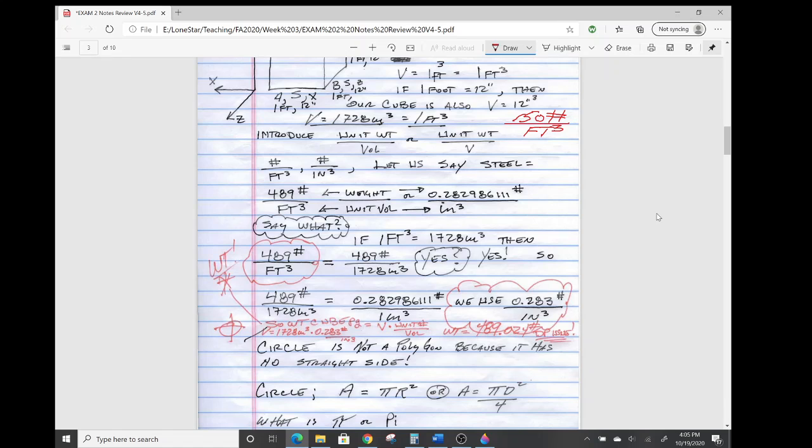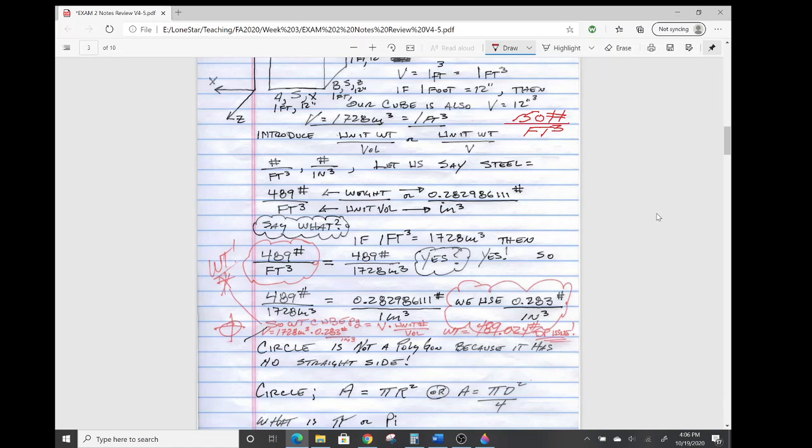That's yes squared. So you take 489 pounds divided by the equivalent of cubic feet in cubic inches, which is 1,728. Do the math. Divide that number by that number, and you get 0.2829861111 pounds for every cubic inch. So let's just go to 3 decimal places. So we'll use 0.283 pounds per cubic inch, okay? All right.